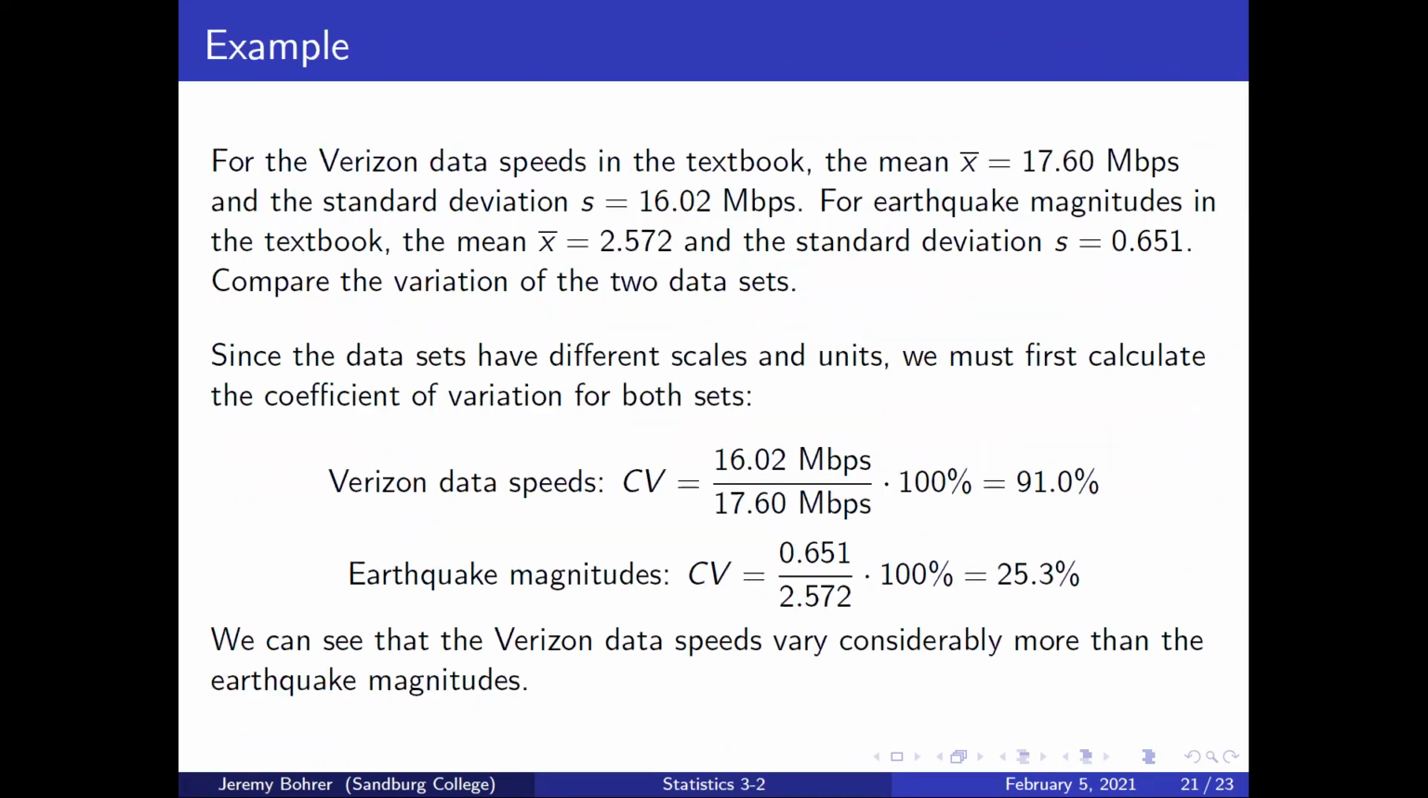For the Verizon data speeds in the textbook, the mean x bar equals 17.60 megabits per second, and the standard deviation s equals 16.02 megabits per second. For earthquake magnitudes in the textbook, the mean x bar equals 2.572, and the standard deviation s equals 0.651. Since the data sets have different scales and units, we must first calculate the coefficient of variation for both sets. For Verizon data speeds, we find the coefficient of variation is 91.0%, and for earthquake magnitudes, we find the coefficient of variation is 25.3%. We can see that the Verizon data speeds can vary considerably more than the earthquake magnitudes.